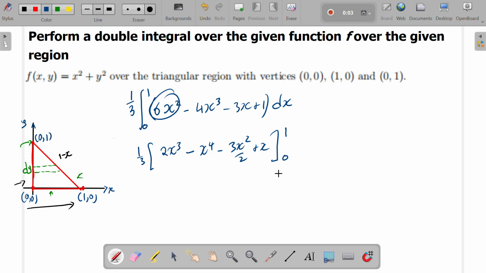So one thing that you're able to observe again here is that if you plug in the lower limit, which is 0, you're just going to end up with a 0, right? So we don't really worry about the lower limit. So let's look at the upper limit, which is 1. So that would be 1 over 3 here.